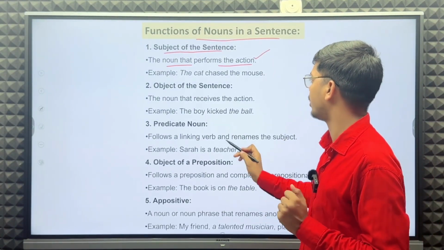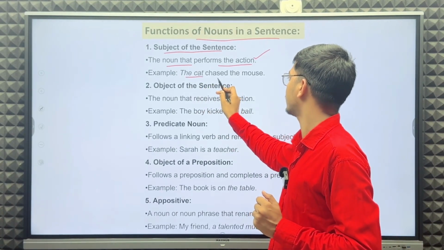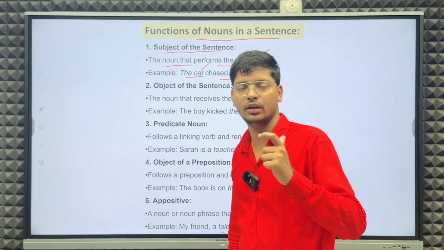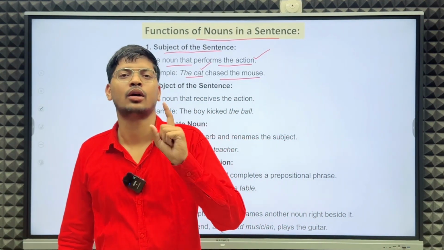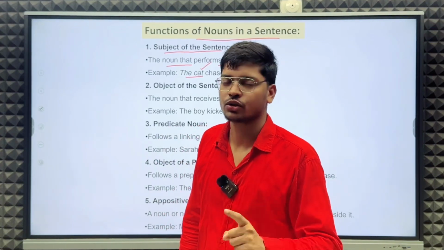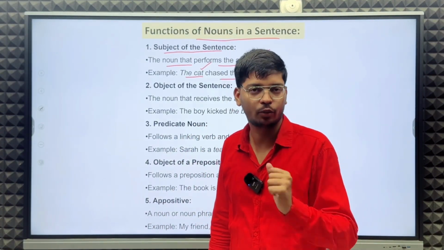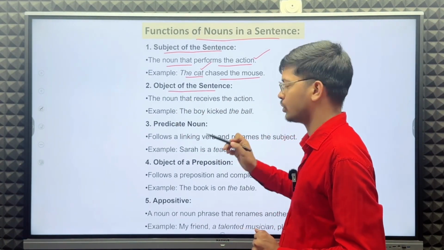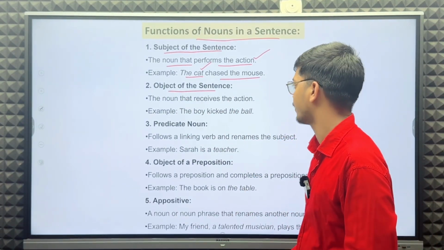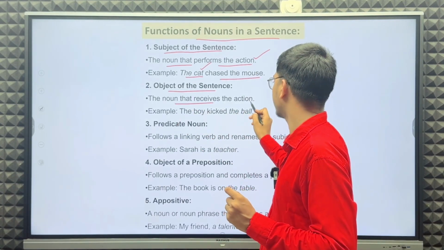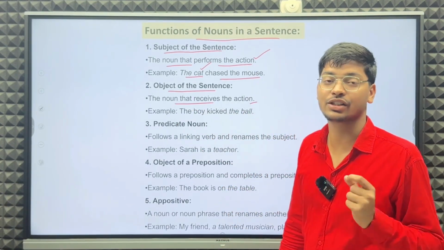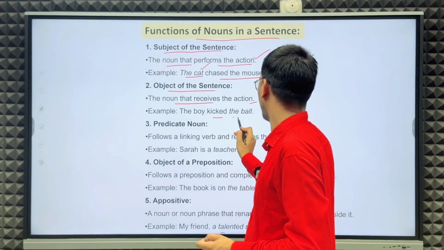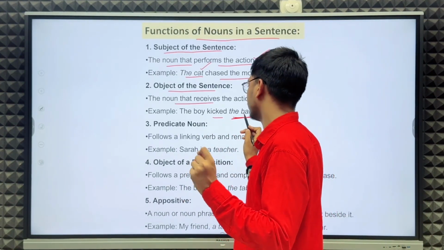For example, the cat chased the mouse. The cat is a noun, a common noun. Next, object of the sentence. The noun that receives the action. For example, the boy kicked the ball.